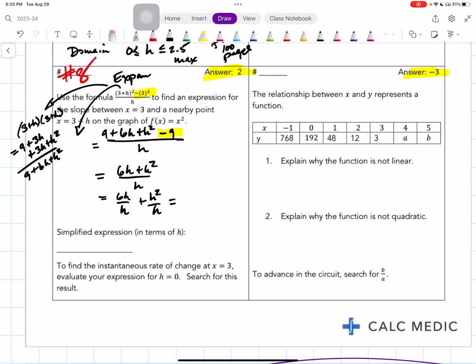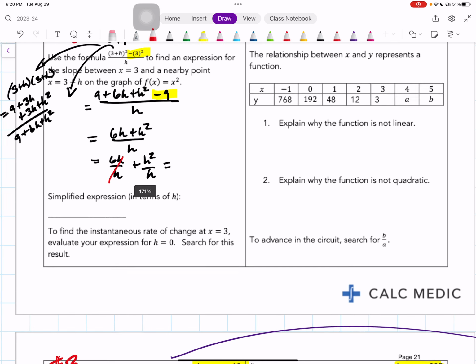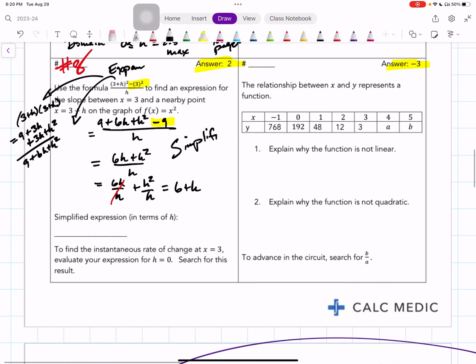Okay, and then you simplify and notice that these cancel, right? And one of the h's cancels. h squared divided by h is h. So you're going to get 6 plus h. All right, so you have to simplify. Simplify and analyze, as Aynesworth always says in his videos. Now, simplify the expression in terms of h.